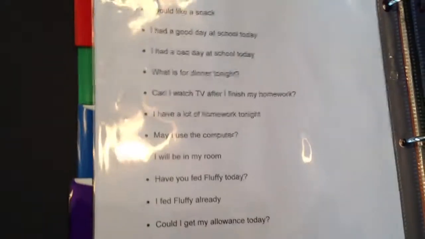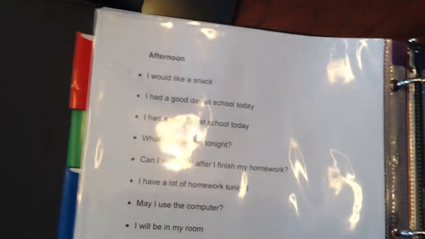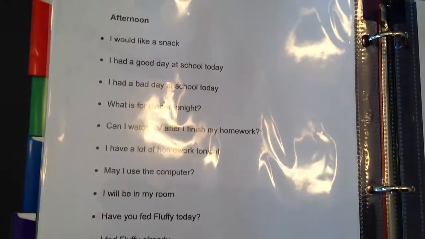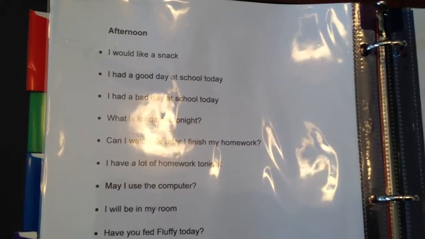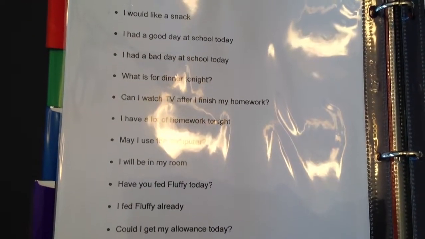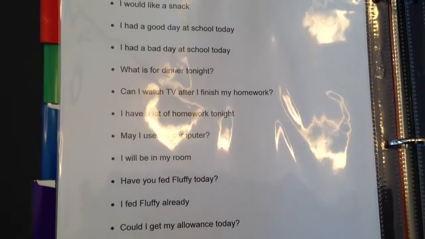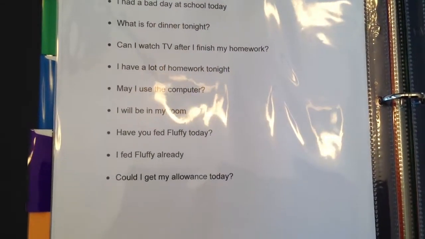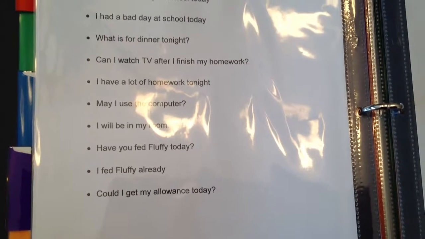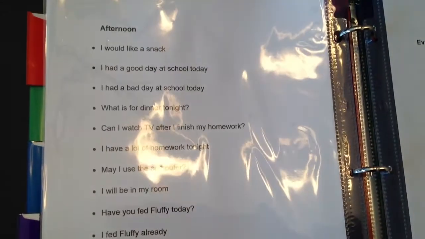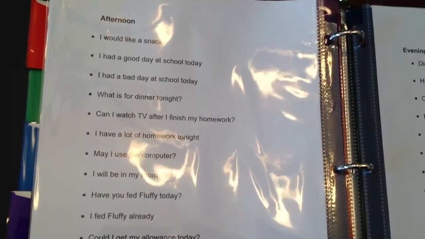Then it continues on for the afternoon when she gets home from school. These are common things that teenagers are going to say to their parents. I'd like a snack. I had a good day at school. I had a bad day at school. What's for dinner tonight? May I use the computer? I have a lot of homework. I also included information about their pet Fluffy. Have you fed Fluffy today? Can I get my allowance?